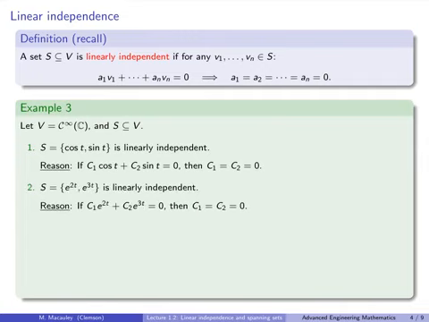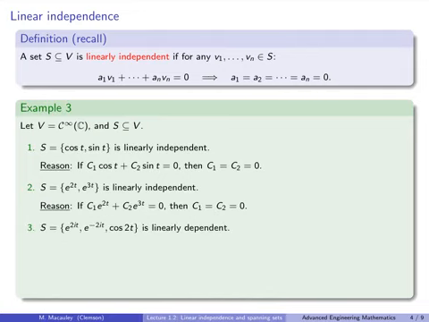Next, the set S containing e to the 2t and e to the 3t is linearly independent for the same reason. If you take a linear combination of those two functions, c1 e to the 2t plus c2 e to the 3t, the only way you're going to get 0 is if both c1 and c2 are equal to 0.